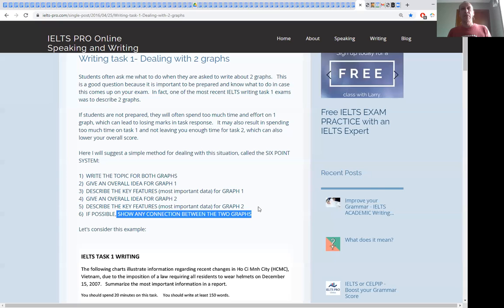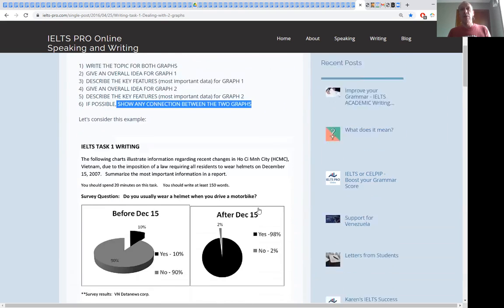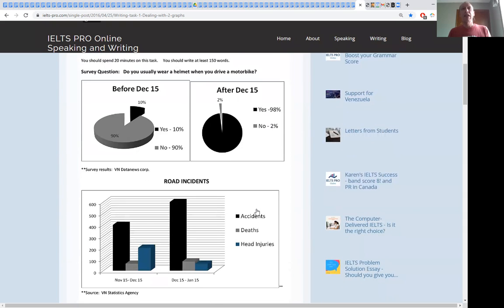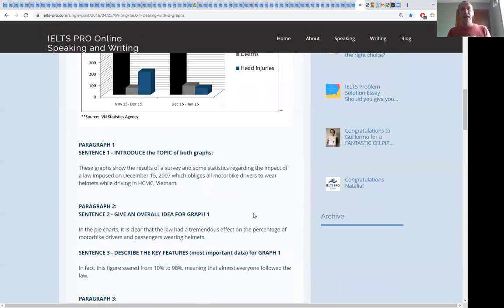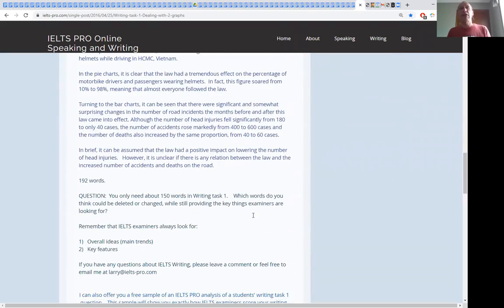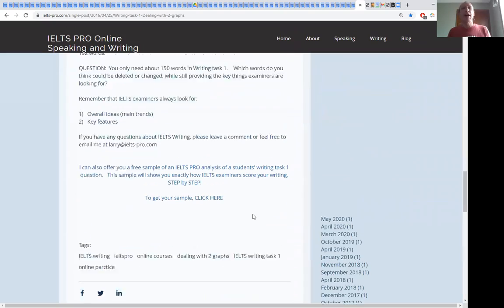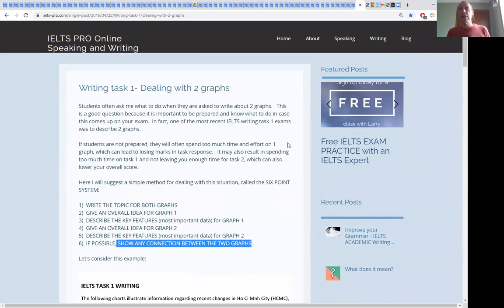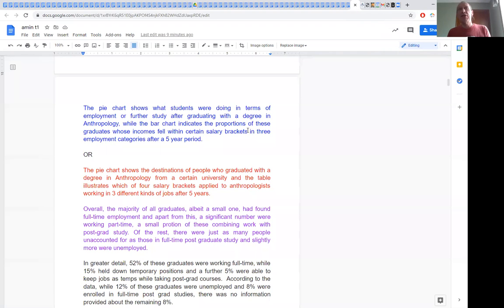Now, if you are interested in this, I will post the link, but you can also just go to my blog and you can see this sample here and how I put all the sentences together and make a final version for writing about two graphs. But you can read about that at home if you like. So I just want to say that I was using that.